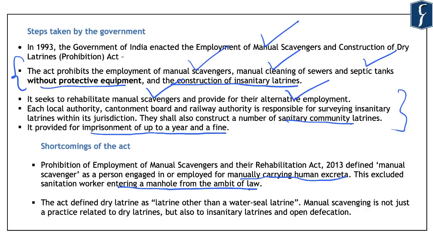Further, the Act defines dry latrine as a latrine other than a water seal latrine. However, the issue here is that manual scavenging is not just restricted to the dry latrines, and it also exists in the insanitary latrines as well as open defecation. So this means that the definition of manual scavenging is not wide enough, and this does not include people who are engaged in the septic tanks, etc., and also those people who are involved in the cleaning of open defecation.